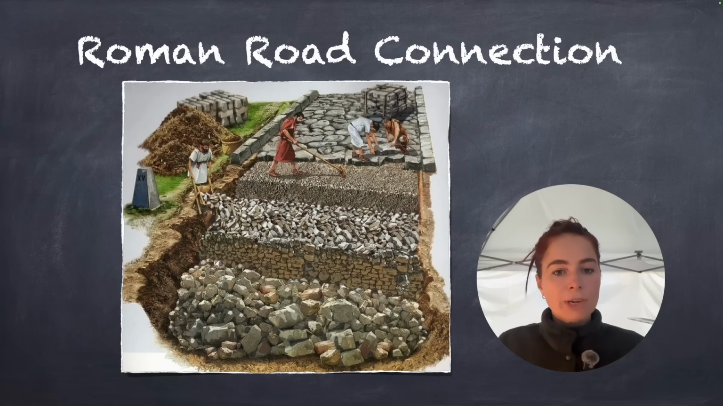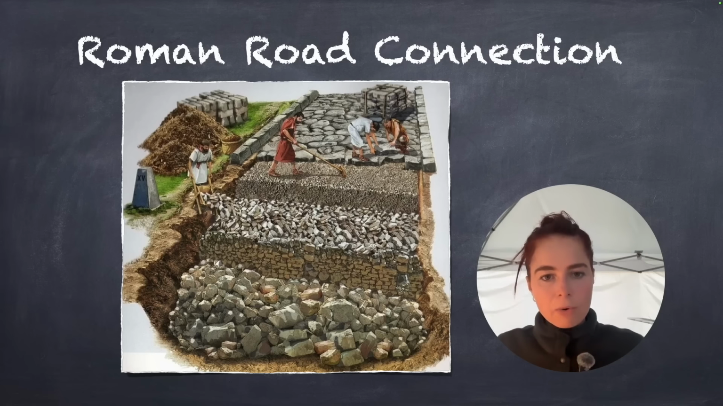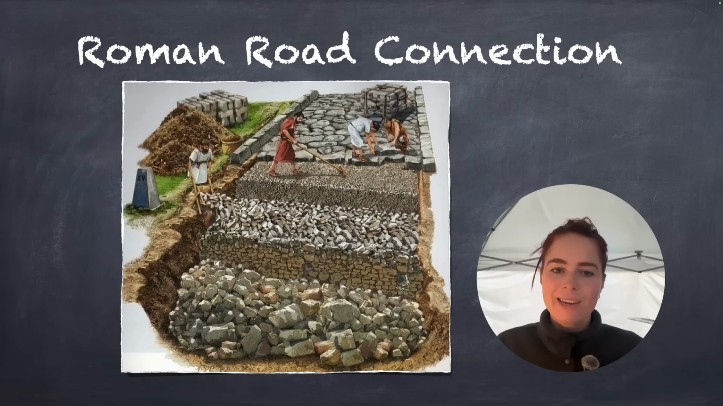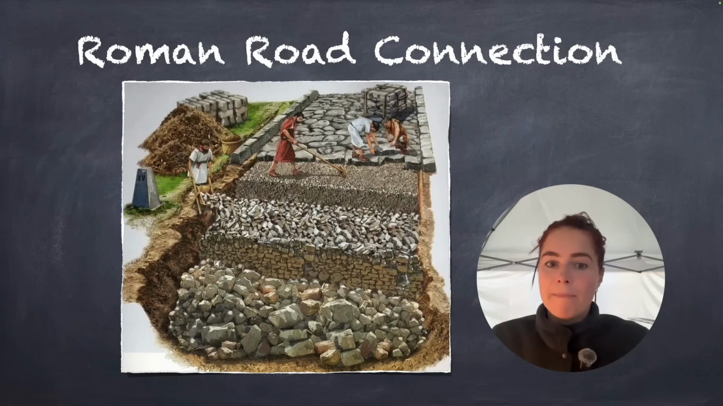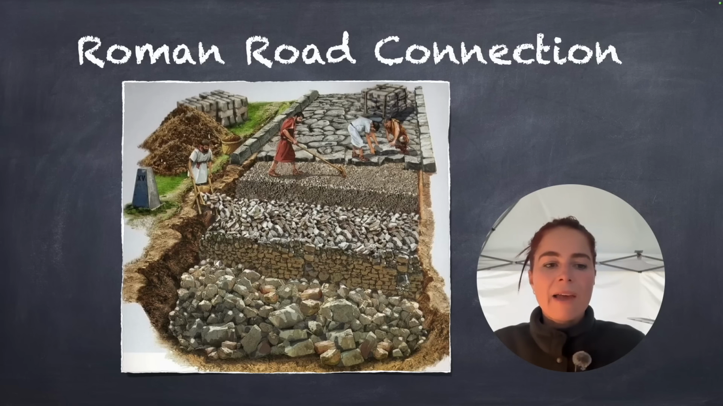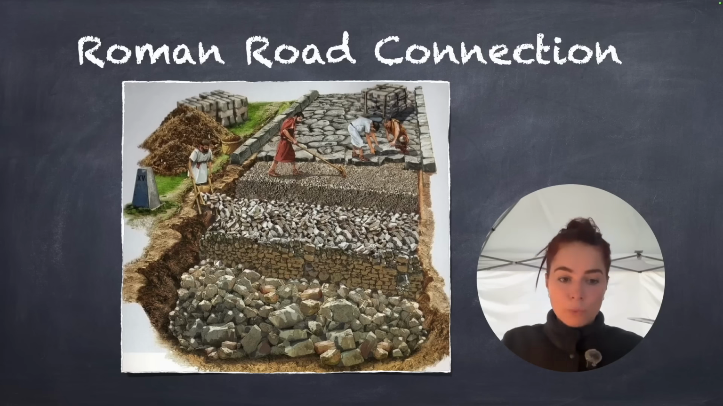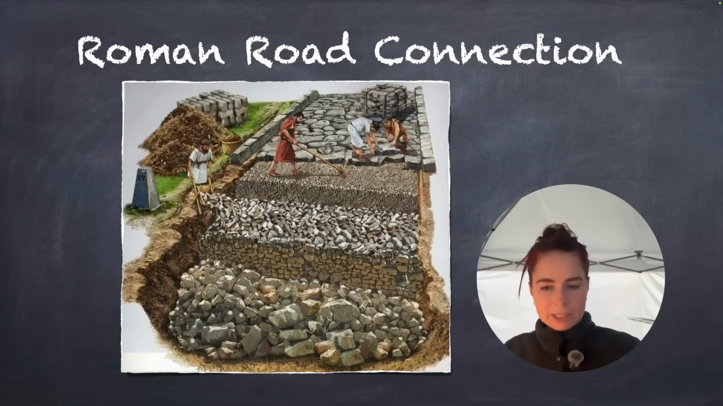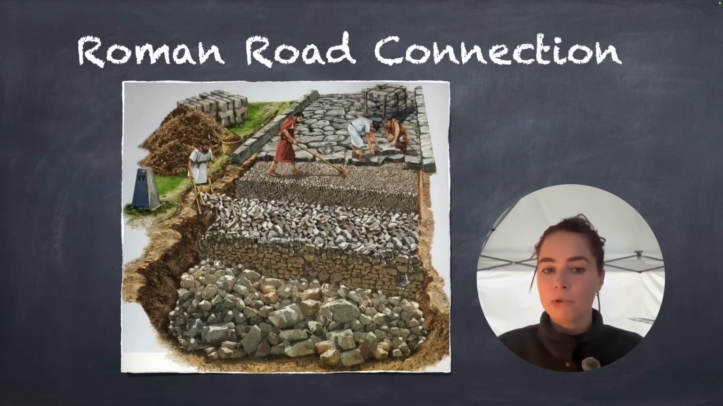So the rubble trench layer provided a stable platform, so it spread that weight around of the carts and the armies and all of the things that contribute to the Roman Empire being successful for as long as it was. And also it provided drainage. The spaces between those stones would allow water to drain away from the road, which would protect the road and keep it dry.